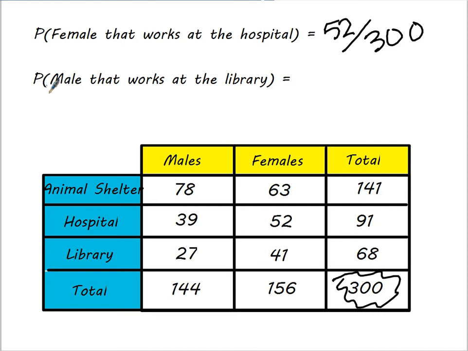The second probability: if I choose a person out of this group, that it's going to be a male that works at the library. Well, I have 27 men that work at the library. So 27 out of 300 people. 27 out of 300 people work at the library and are boys. That's joint probability.